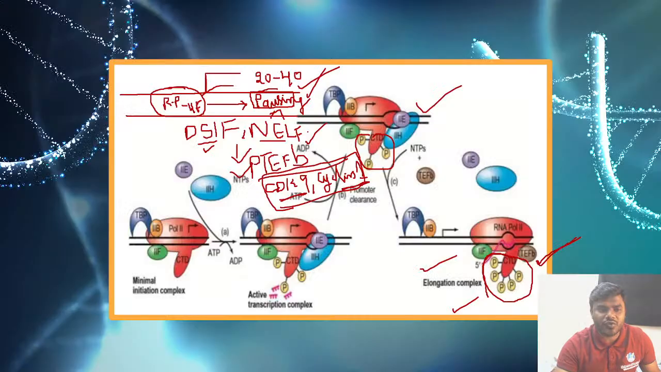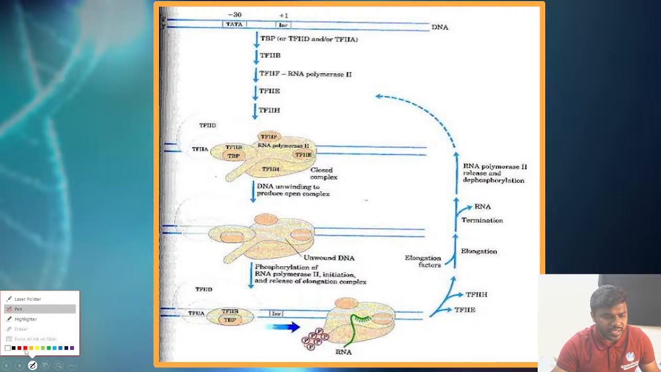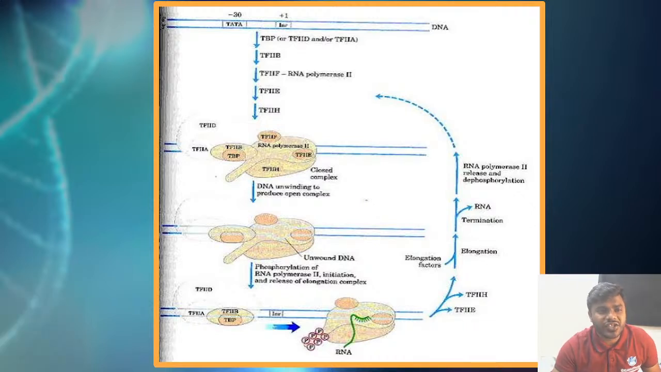Whatever we studied so far, let's look at in the form of a diagram. You will get a crystal clear idea now. Even though, anyway, I am showing the animation also. All of you pay attention. Look into the picture, friends. This is the TATA box, INR. What is the first factor?